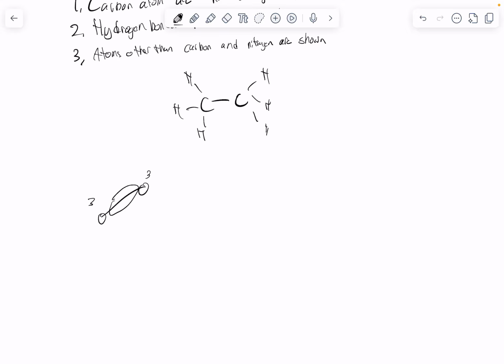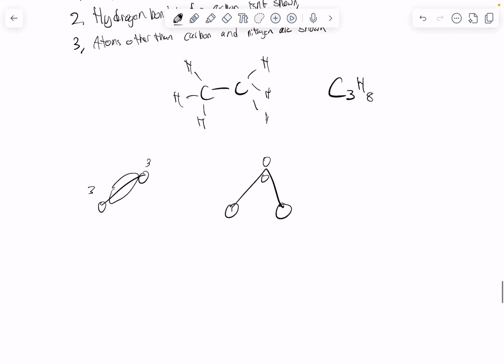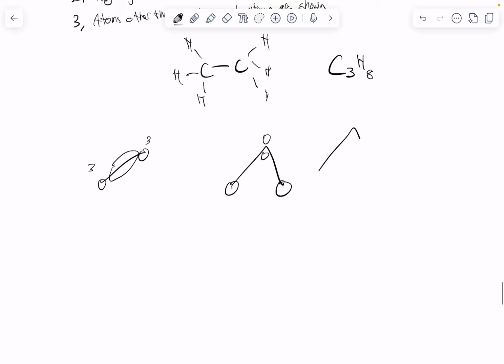Let's try propane. So propane, C3H8. I'm sorry, H8. Yeah. So that's propane. So we assume that there's 3, 3, 2, because this is a carbon, this is a carbon, this is a carbon, and we assume that they have the maximum amount of hydrogens. So there's 3 here, 3 here. So 3, 3, and 2.